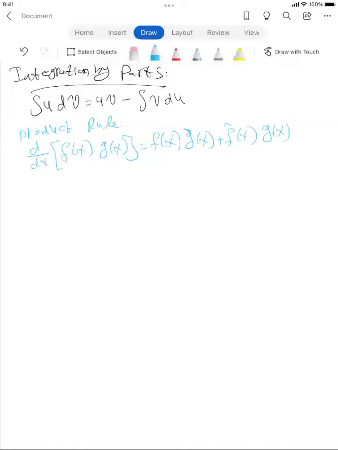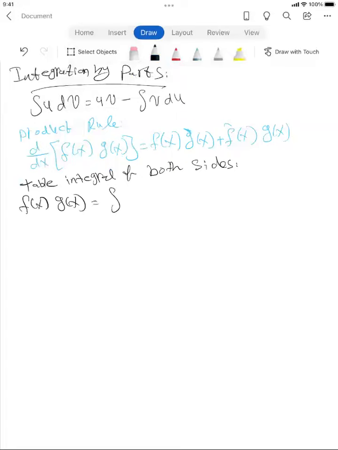So now let's take the integration of both sides. And a derivative with an integral cancel each other. Then I will have f of x g of x equal to the integral of f of x g bar of x dx plus the integral of f bar of x g of x dx.